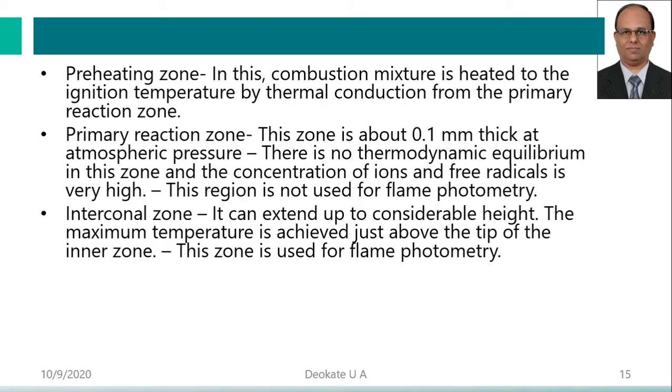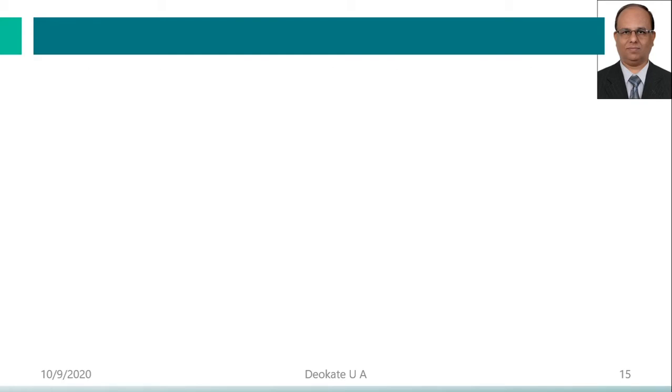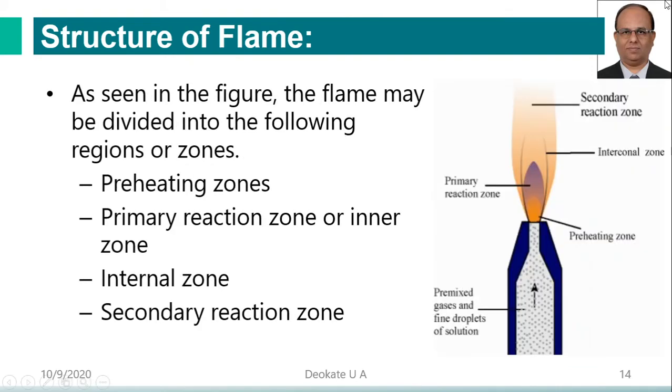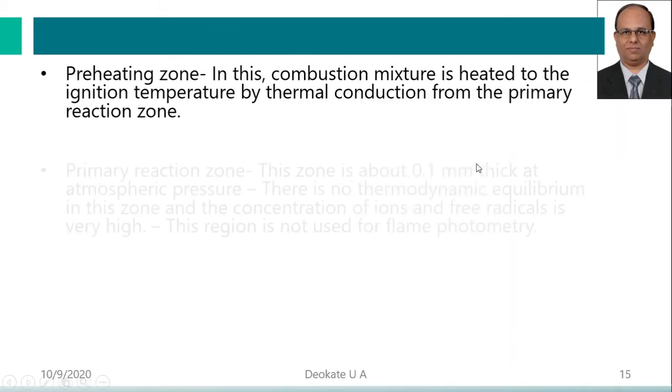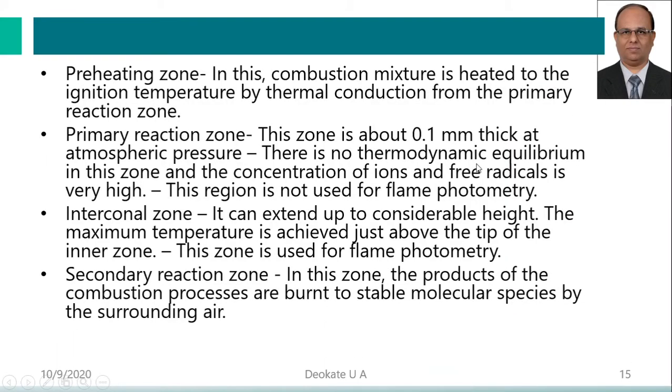The maximum temperature is achieved just about the tip of the inner zone. So when we are doing the sealing process also, you are holding your ampules at this zone so that you will get the maximum temperature. The color of this filament will also show you the different zones. You should have the idea of this zone.